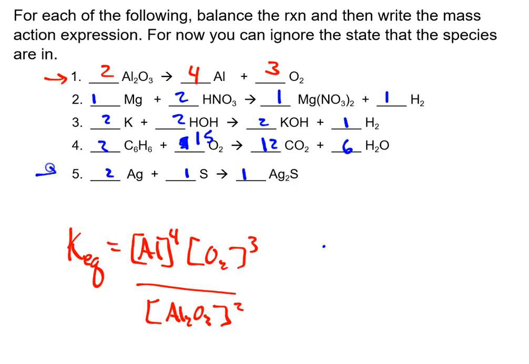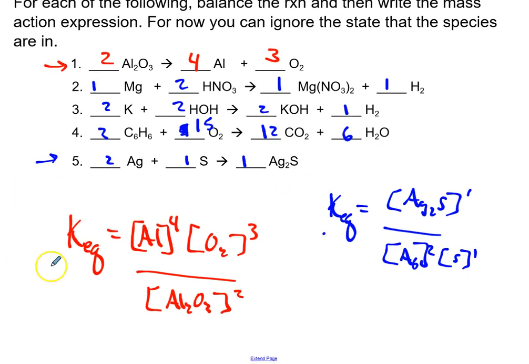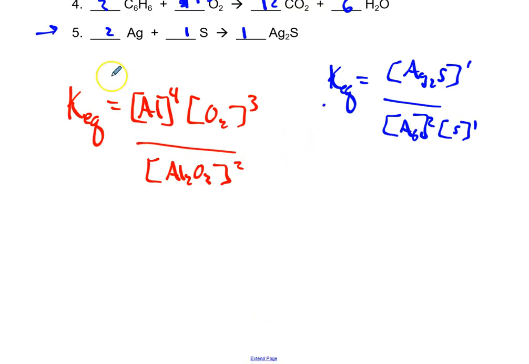So I'm just going to do number 5 because it's the shortest one. So I would have my KEQ equals Ag2S over Ag squared and S to the 1st. Fair enough? Hopefully it's extremely easy.